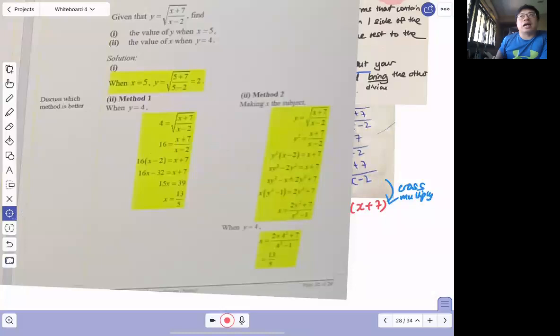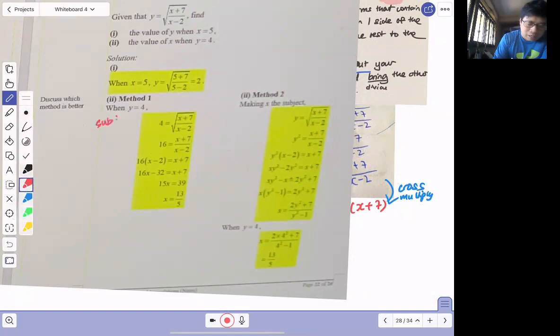Maybe I just ask a few of you those who have done. Max, is it okay? Which method do you think is better? Method 1 or method 2? Method 1, right? To find the value of x, what I do is I sub in y equals 4 first. This one, I sub in y equals 4 at the end, and so-called I make x the subject first.